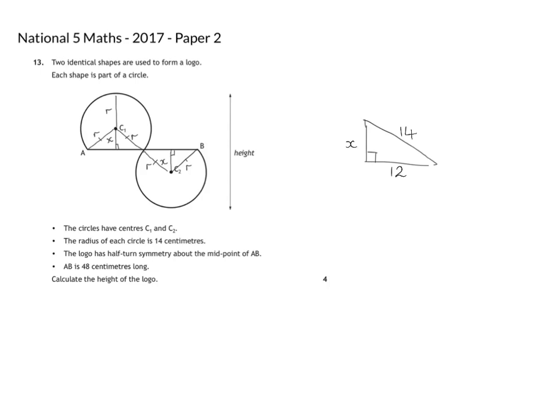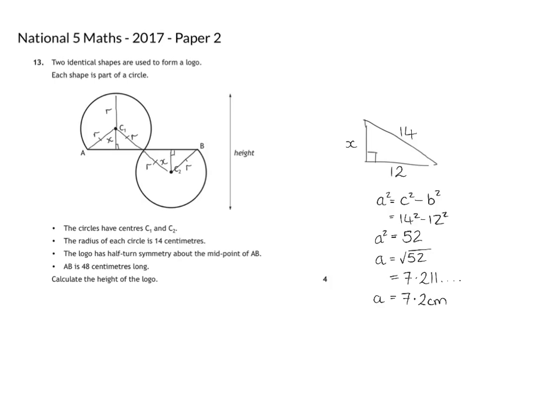So here we're finding a shorter side with Pythagoras. So that means we're going to have to use a squared equals c squared minus b squared. So we get 14 squared, take away 12 squared, which is going to give us 52. So we get a squared is 52, so a is the square root of 52, which is 7.211 and some extra, so say 7.2 centimetres.